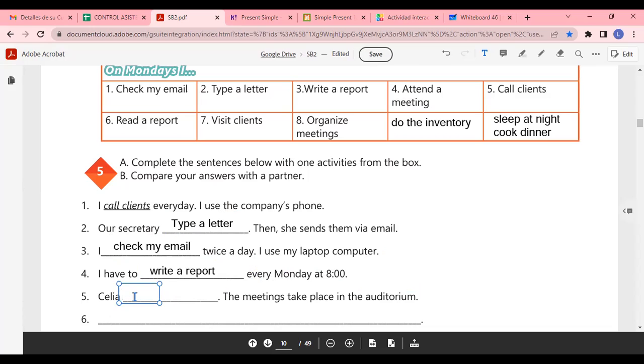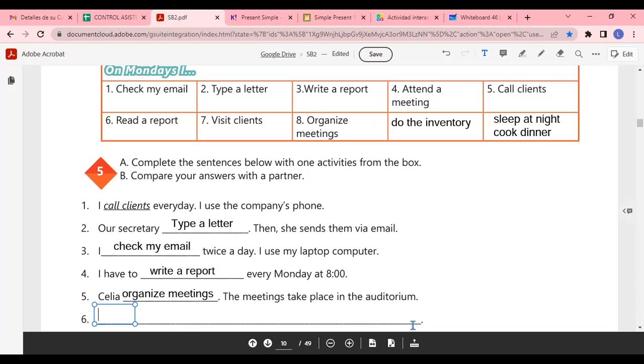Number 5. Celia organizes meetings. Okay, organize, remember, organize meetings, okay? O también podría ser attends, right? Attends a meeting, like number 4. Number 6, in here, we have to complete it with our own idea, okay? What can we write here?